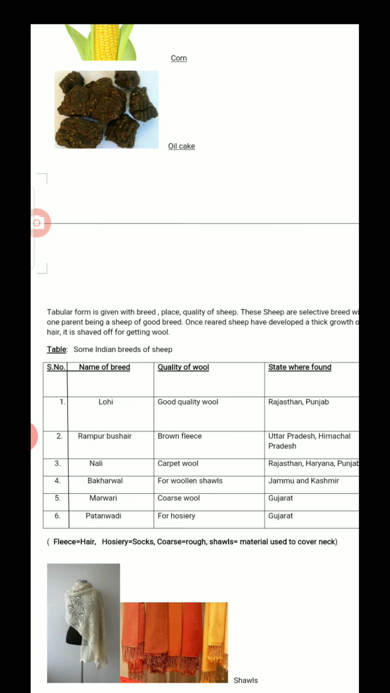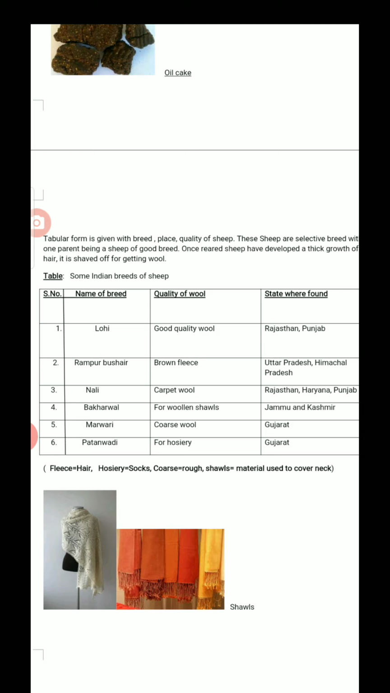And there is a table with the name of the breed, the place where it is found, and the quality of sheep, which means quality of wool. We can see in this list very clearly that the name of the breed is Lohi, with good quality of wool. States like Rajasthan and Punjab. If you observe the places where we find this sheep, generally these are eastern and western parts of the country. North India also we can see.